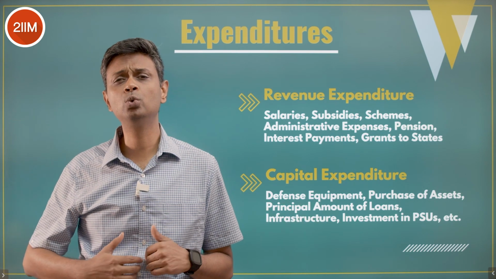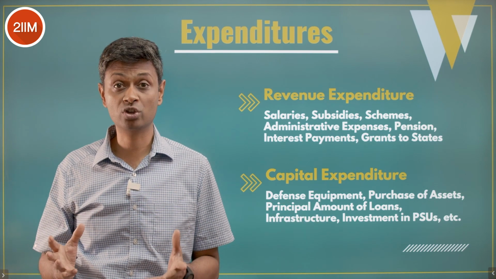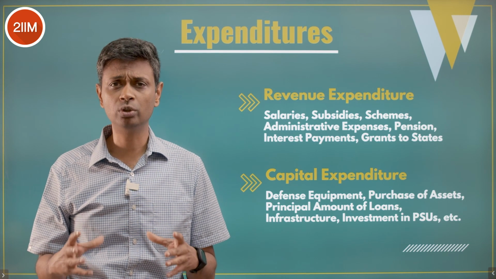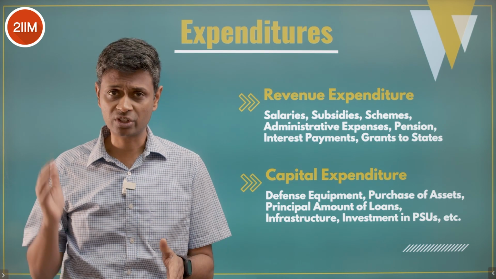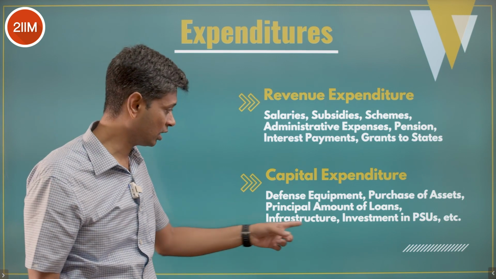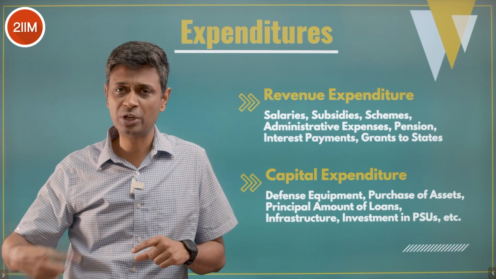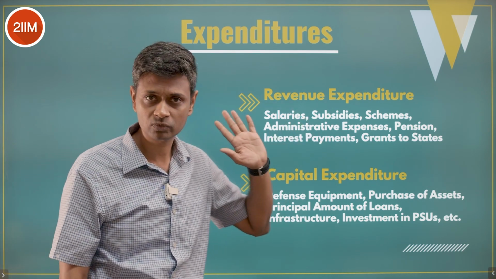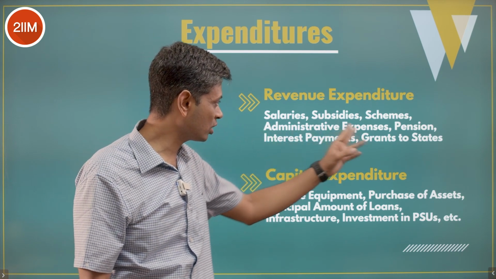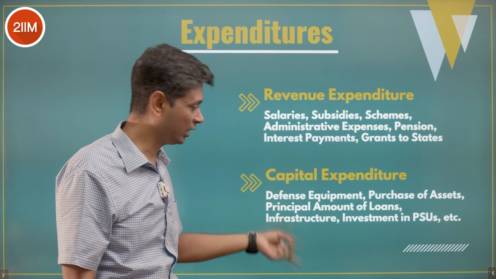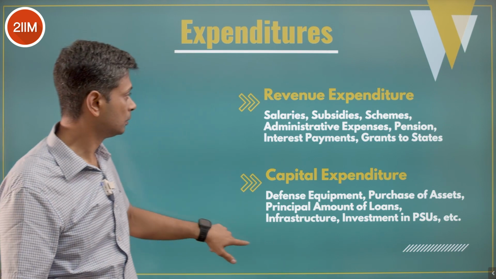If India builds a huge set of brilliant ports, massively sound road infrastructure, rail infrastructure, water infrastructure, that will come here. If it pays lots of salaries, pensions, interest, that will come here. Right? So this is keep the lights on spending. This is invest for the next cycle spending.